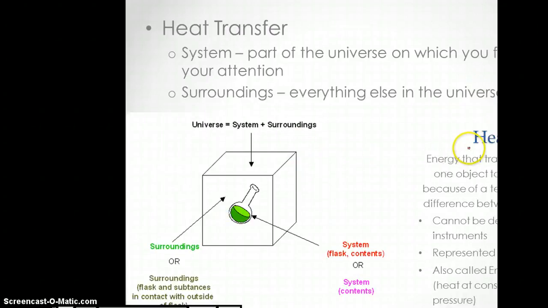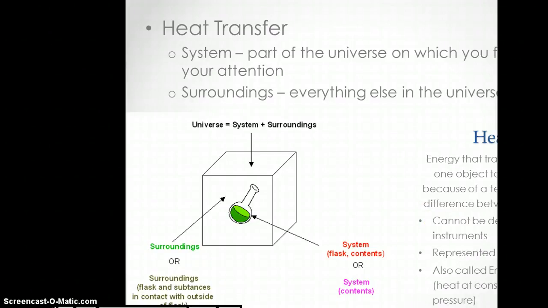Okay, now when we are in thermochemistry, we're worried about heat, and heat is energy that transfers from one object to another because of a temperature difference between them. Heat is always going to be transferred from higher temperature to lower temperature. Now, heat is not something we can detect. You can't measure heat, but you can measure what heat changes, like you could measure a change in temperature with a thermometer.